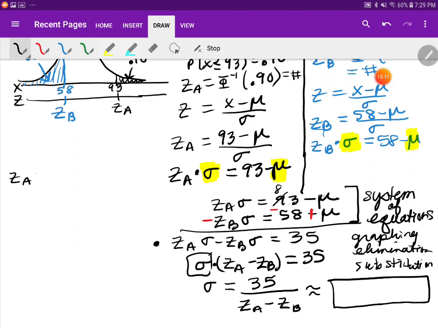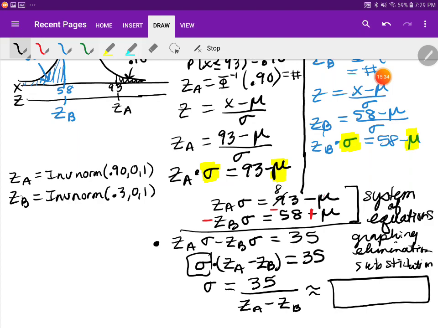So for ZA, you would do inverse norm of 0.90. And then since I want z-scores, I would do 0 and 1. And then for ZB, I would do inverse norm, and what is the percentage to the left? It's 0.3. I would also write a 0 and a 1.